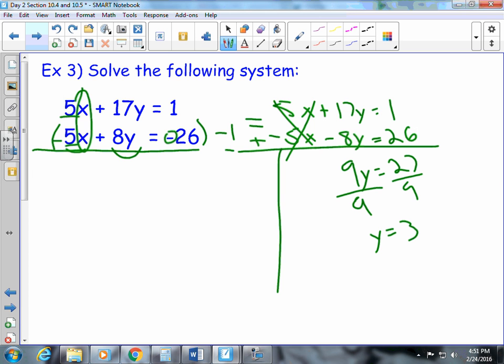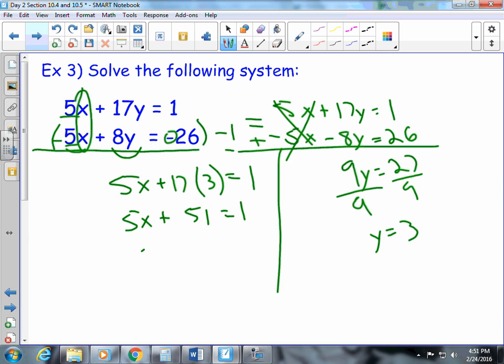So now I'm going to go over here and do my second step because it just makes sense. Same step is exactly the same as all the others. So if I have y is equal to 3, I can plug it into either one of these equations. I'll pick the top one. So we got 5x plus 17 times 3. Actually, let's pick the other one because it's a little bit easier. We can work with this one. All right, 17 times 3. 5x, 17 times 3 now gives us 51, equal to 1.